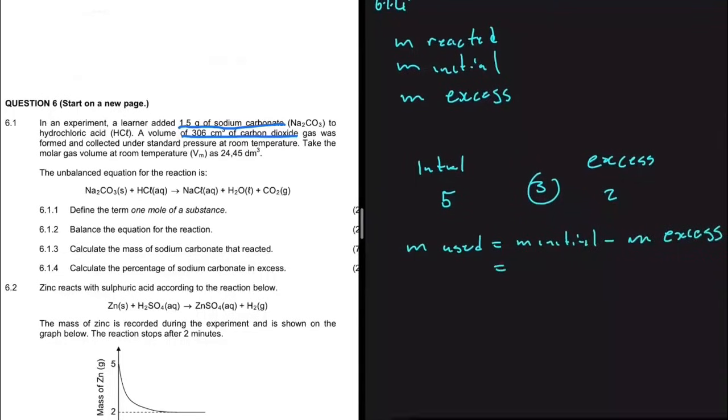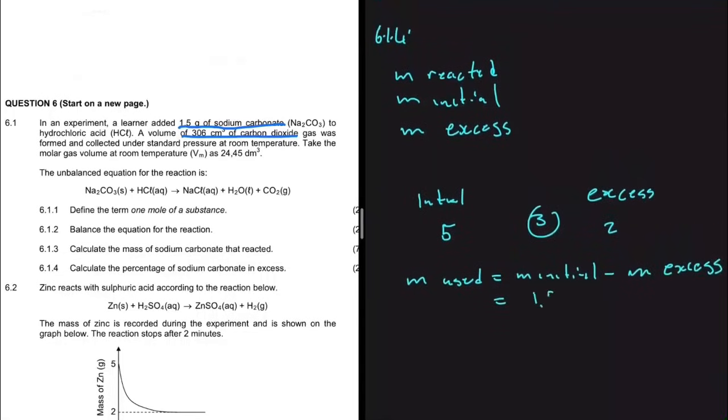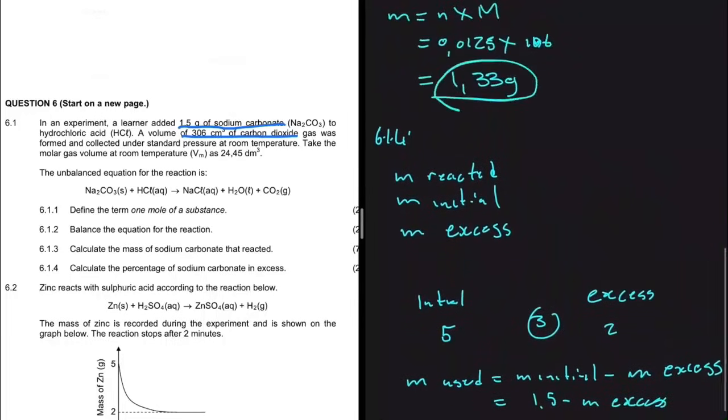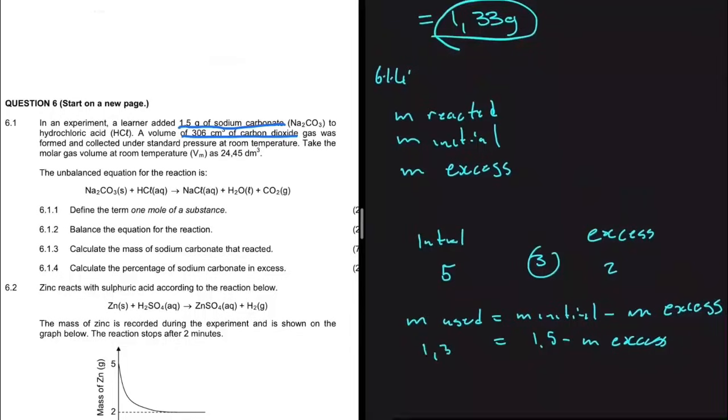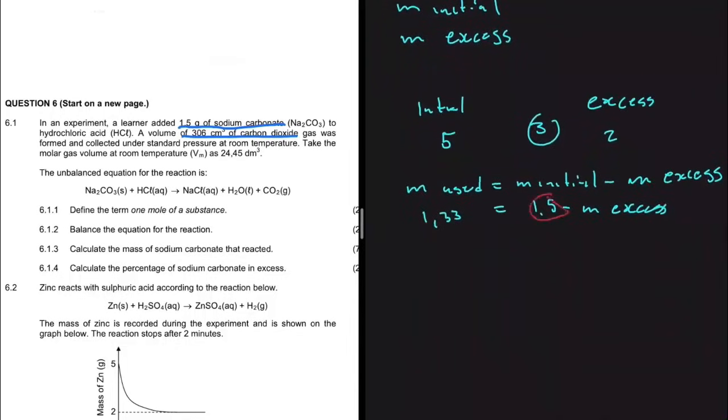So the mass initial is given to us as 1.5, right? The mass in excess, that's what we're looking for, right? And then the mass used is what we calculated here, which is 1.33. So now you're going to take this term to the left-hand side. You're going to have 1.33 minus 1.5, and you're going to get minus 0.17 equals minus the mass in excess. It's easy, divide both sides by -1, and then the mass in excess is equal to 0.17 grams, right?